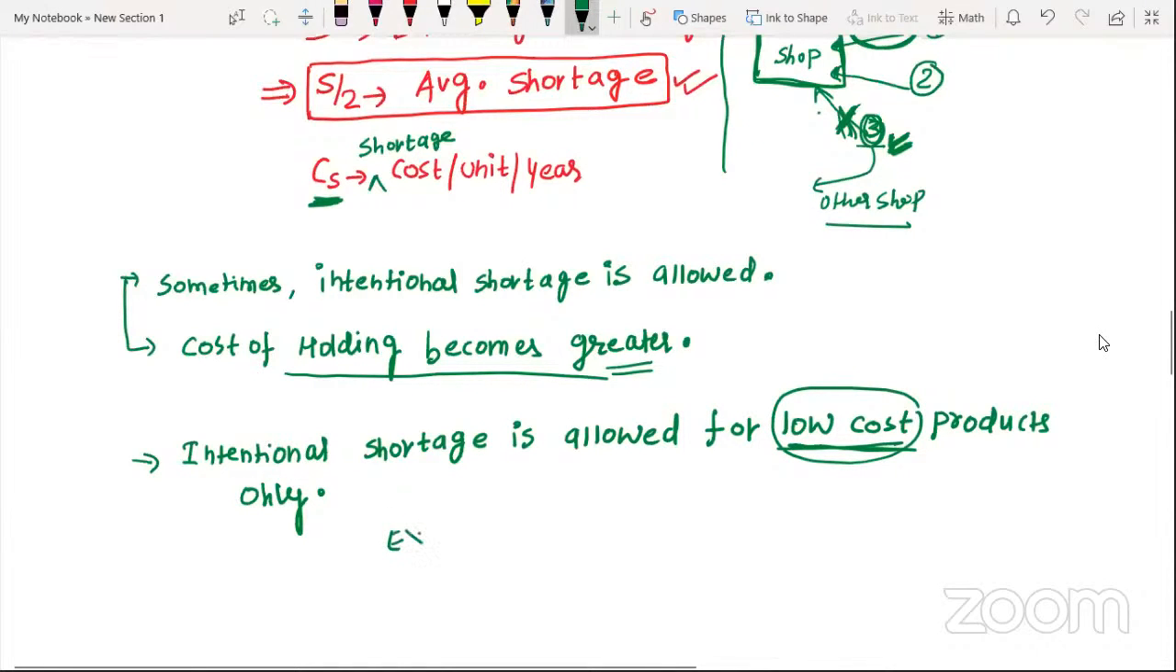For example, you can say milk packets. Many times you must have encountered this: whenever you go to a shopkeeper, he says that he does not have the milk packets with him, everything has been finished. That is an intentional shortage, because he knows that the cost of holding the milk packets for the next day is going to give him a loss. So that's why he allows the intentional shortage here, so it is only for low cost products.